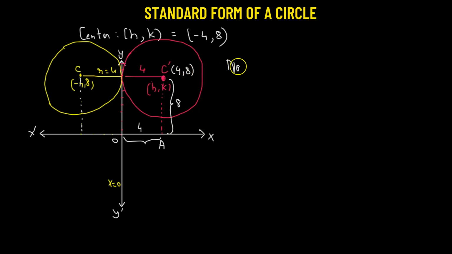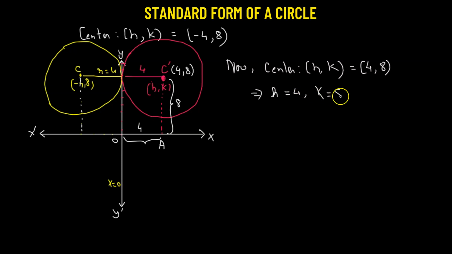So now we have the new center, which is denoted by h, k. So we found out that this center has the coordinate 4, 8. So that immediately tells us that the value of h is going to be 4, and the value of k, the y coordinate, is going to be 8. And also we have the radius. So the radius is going to be fixed at 4 units.